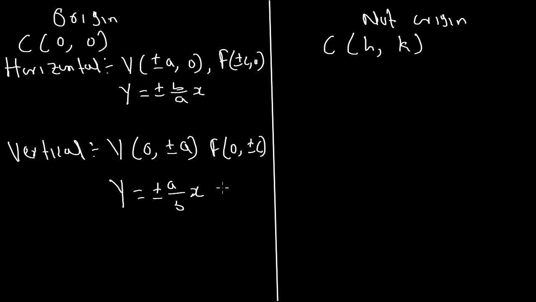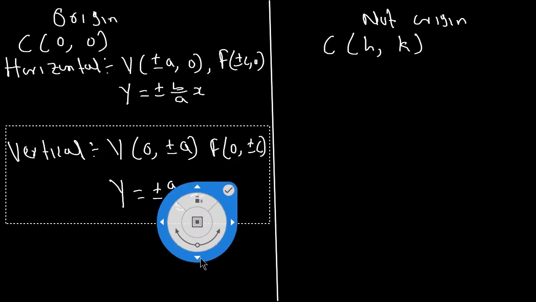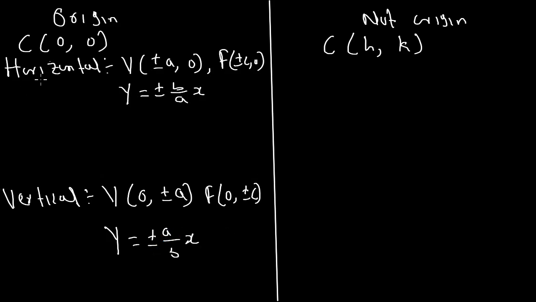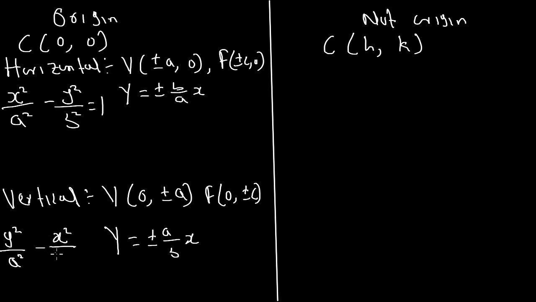Now, I almost forgot. The equations are different. So let me write the equations so you can get everything in one place. For the horizontal, centered at the origin, the equation is x squared over a squared minus y squared over b squared equals 1. For the vertical, centered at the origin, the equation is y squared over a squared minus x squared over b squared equals 1. Now, not origin, but horizontal.